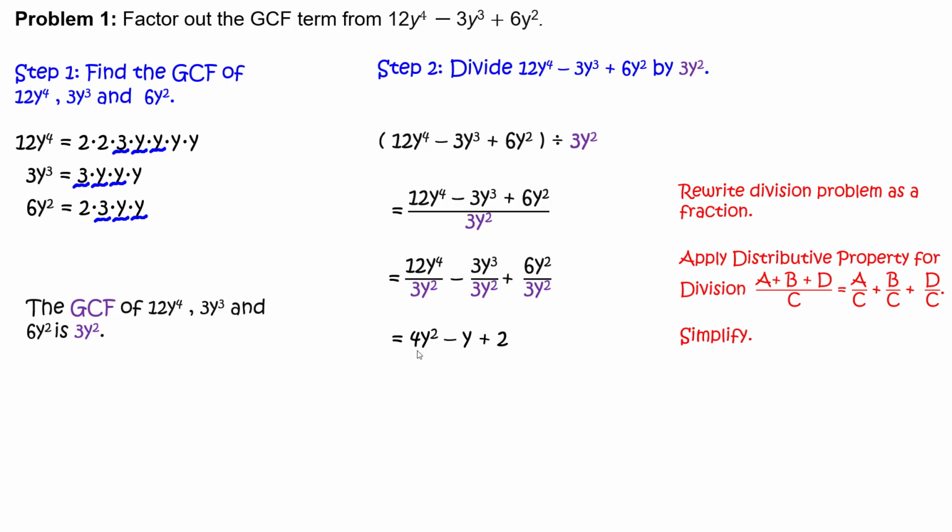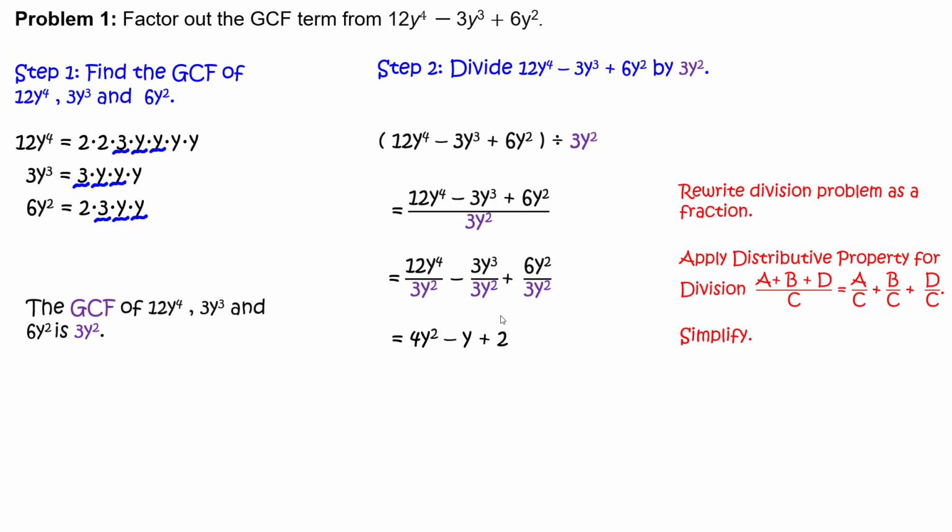12 divided by 3 is 4. Y to the fourth divided by y squared is y squared. It's going to be the top power minus the bottom power, okay? We kind of figured that out from the last few slides because you're going to have 4 y's on the top, you're going to have 2 y's on the bottom, and then you're just going to end up with 2 y's on the top when you're done canceling them out.